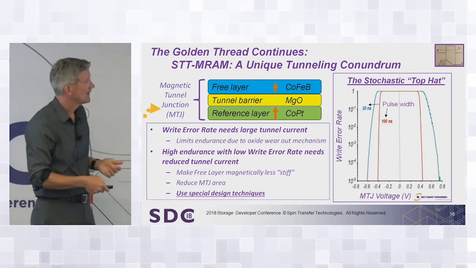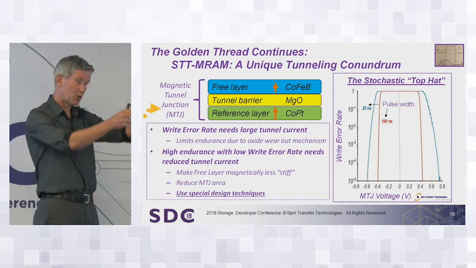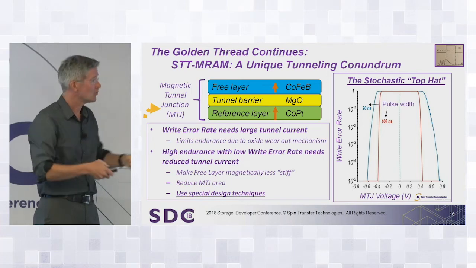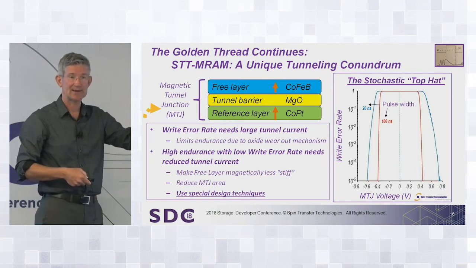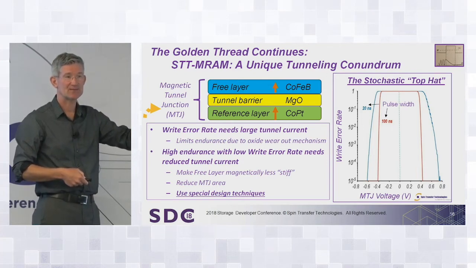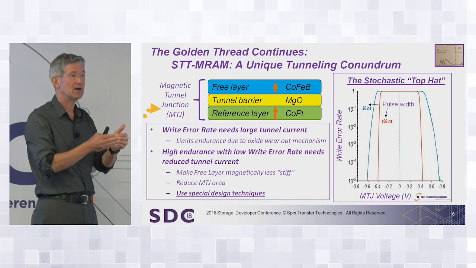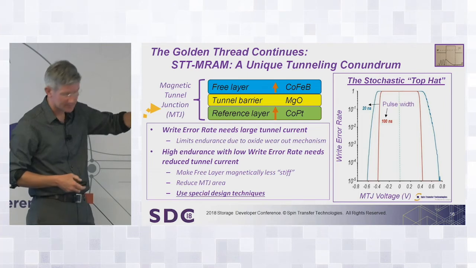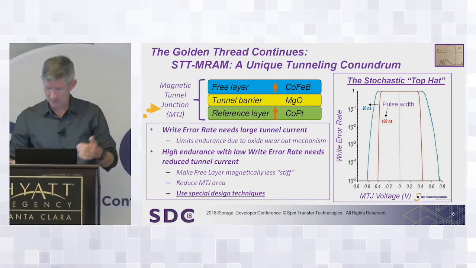So what that does is, in a single cell, you may miss that it doesn't switch. But at a product level, you have to hit it harder to make sure that the population has a low write error rate. So what that means is that you limit the endurance because the tunnel current is high. So that's the limitation in STT-MRAM. And what the company Spin Transfer has is a design technique that can mitigate against that. I won't go into too much detail on that, but that's what attracted me to that. It was an engineering of the tunnel mechanism.